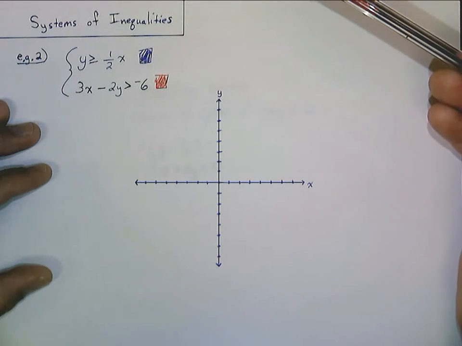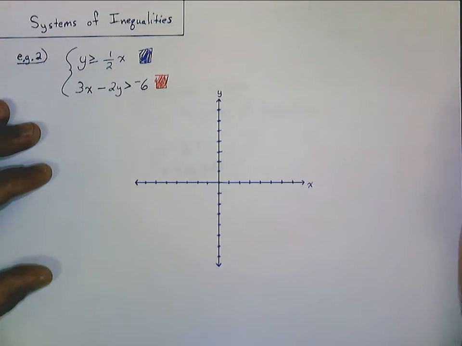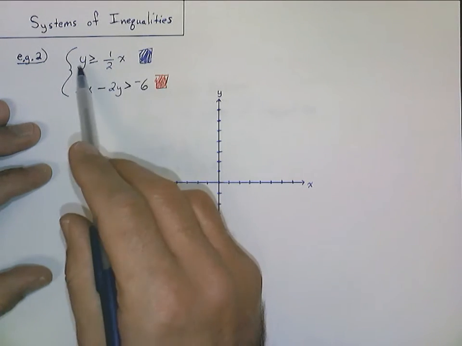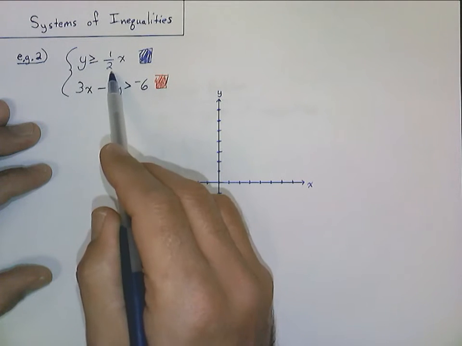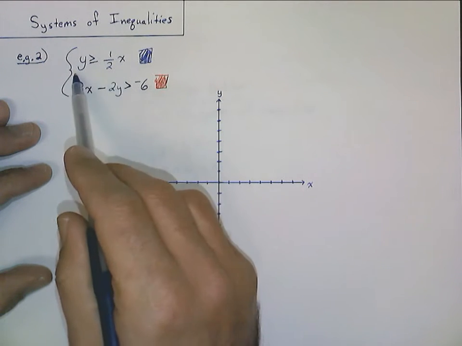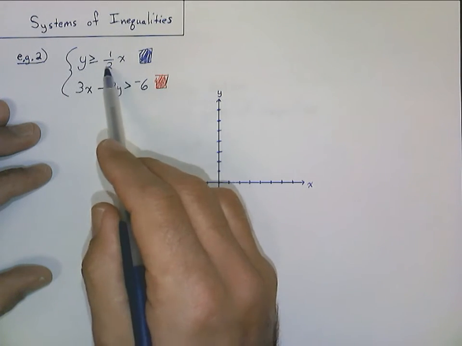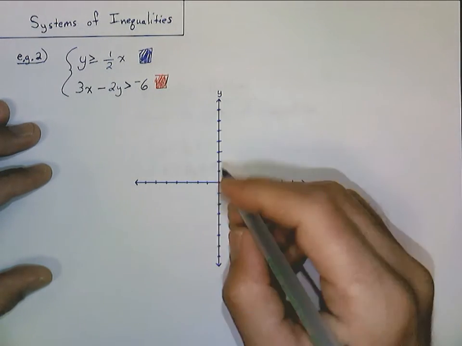Hey, color, it's great. So anyways, let's just graph these really quick. And it's not too hard, again. The first one, which we're going to color in blue, y is greater than or equal to 1/2 x. Nice, this is in slope-intercept form essentially. Our y-intercept is 0, our slope is 1/2. So it's easy enough to graph.